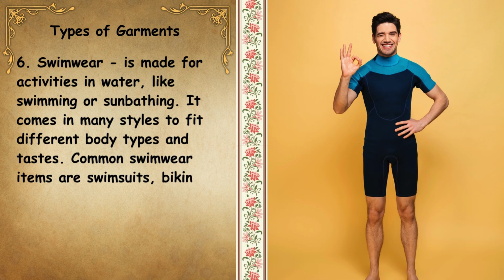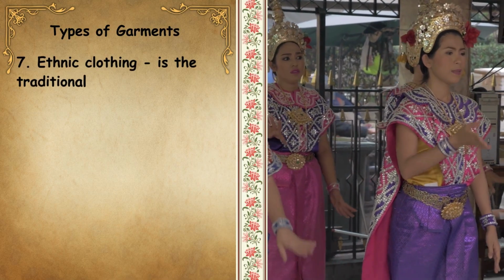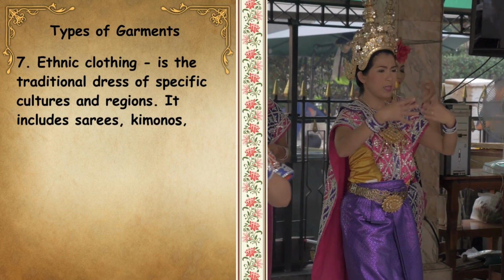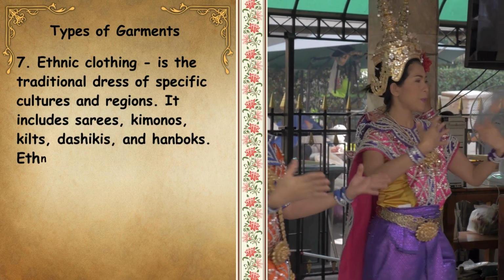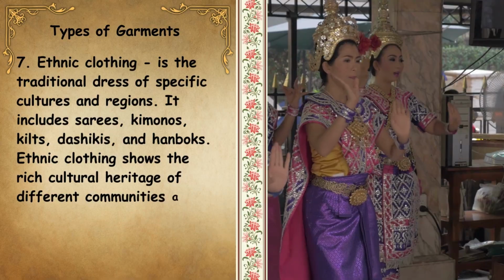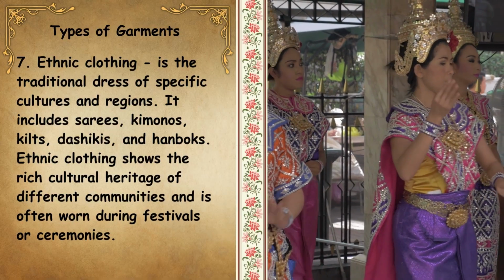Common swimwear items are swimsuits, bikinis, trunks, and swim shorts. 7. Ethnic clothing. It is the traditional dress of specific cultures and regions. It includes saris, kimonos, kilts, dashikis, and hanbos. Ethnic clothing shows the rich cultural heritage of different communities and is often worn during festivals or ceremonies.